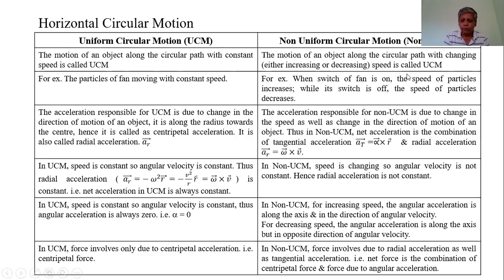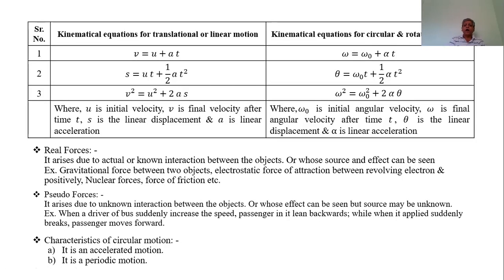That is the points to be recalled. Another point to recall is real forces. Do you know real forces and pseudo forces? Real forces means the forces that arise in the motion due to the actual or known interaction between the objects. Then such forces are called the real forces.